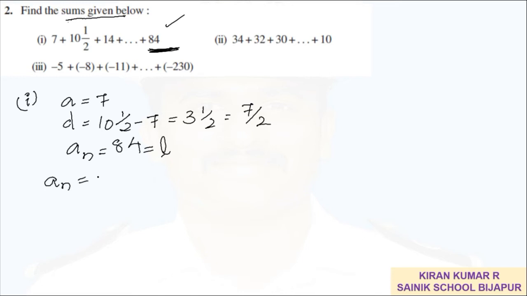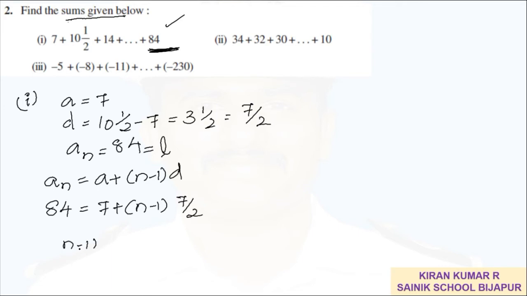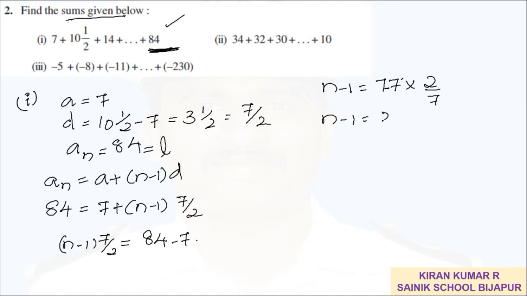So let me use an is equal to a plus (n minus 1) into d. In this case an is 84, a is 7, plus (n minus 1) into the common difference, which is 7 by 2. So upon simplification we get (n minus 1) times 7 by 2 equal to 84 minus 7. 84 minus 7 is 77, so n minus 1 will become 77 multiplied by the reciprocal, 2 by 7. So n minus 1 will be 22, n will be 23.